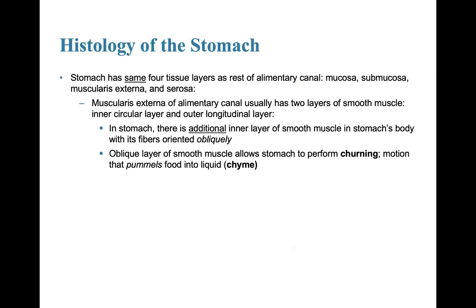The stomach has the same 4 tissue layers as the rest of the GI tract. And remember, the stomach is part of the GI tract. It has the mucosa, submucosa, muscularis externa, and the serosa. The muscularis externa of the GI tract usually has 2 layers of smooth muscle, an inner circular layer and an outer longitudinal layer. In the stomach, however, there's a 3rd additional layer of smooth muscle in which the fibers are arranged obliquely. And this is referred to as the oblique layer of smooth muscle.